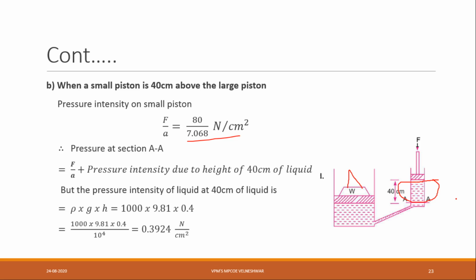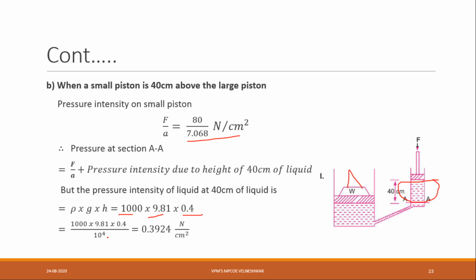What is the formula for pressure? Rho into g into h. The pressure intensity due to 40 centimeter of liquid is rho g h, that is equal to 1000 into 9.81 into 0.4, converting centimeter to meter. Converting into centimeter also, that is 1000 into 9.81 into 0.4 divided by 10 to the power 4. So here I am getting the value 0.3924 Newton per centimeter square.